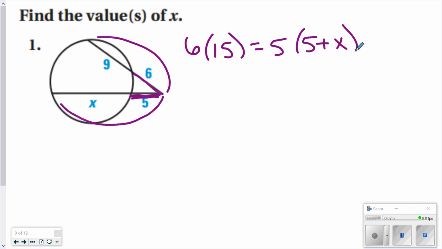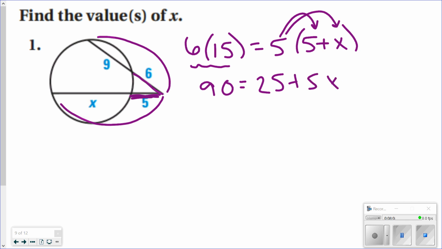Simplify what we know. 6 times 15 is 90. This is equal to, and I've got to distribute this 5 inside the parentheses, so 5 times 5 is 25. 5 times x is 5x. Subtract 25 on each side, we get that 65 is equal to 5x. So 13 then is equal to x.